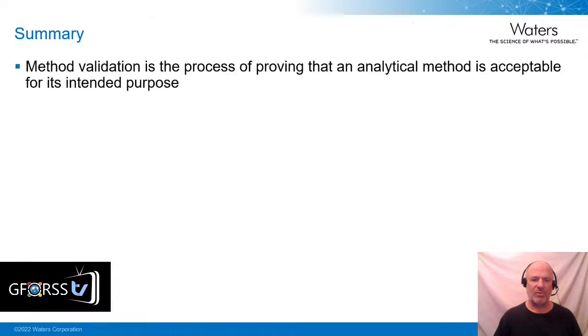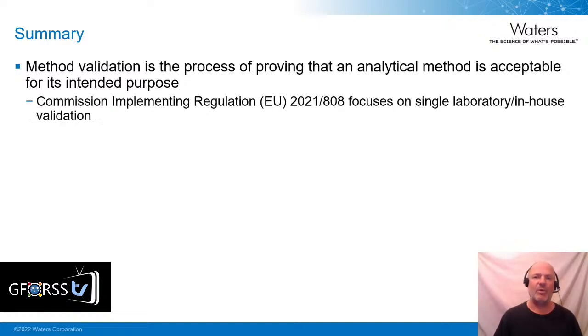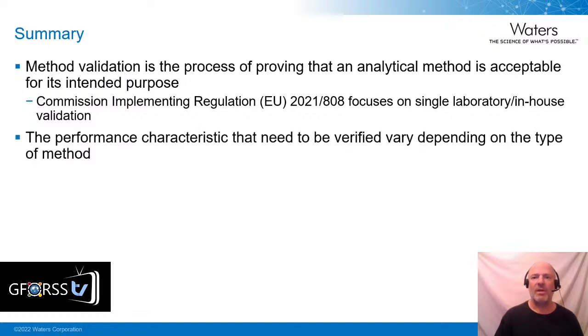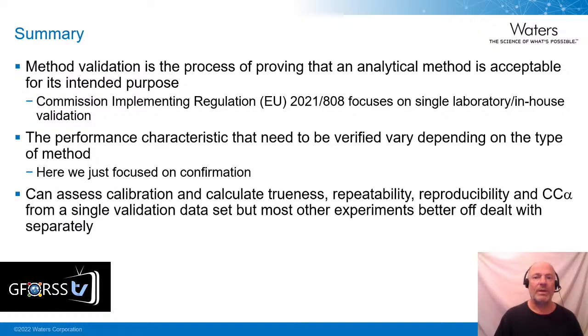In summary, method validation, as a reminder, is the process of proving that an analytical method is acceptable for its intended purpose. Commission Implementing Regulation 2021-808 focuses on single laboratory in-house validation, as we have seen. The method characteristics that need to be verified vary depending on the type of method. So here we've focused purely on confirmation. We can assess calibration graphs and calculate trueness, repeatability, reproducibility, and the CC alpha value from a single validation set. But I would advise you to look at other experiments separately.